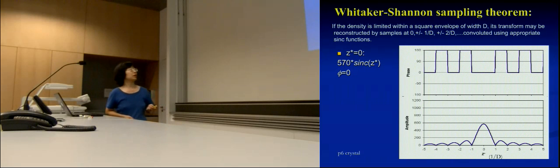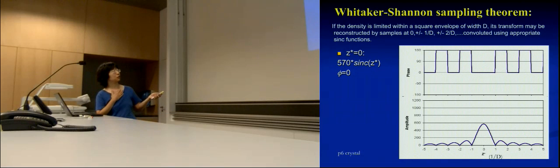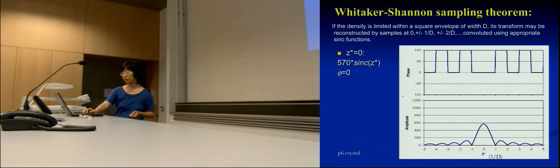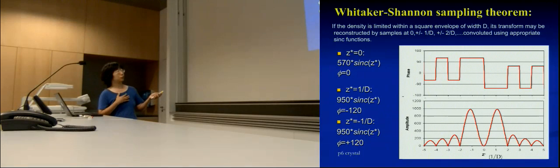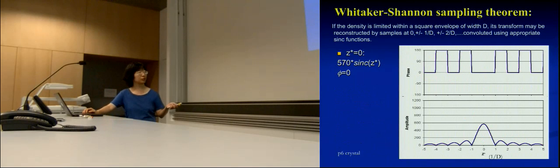What it says is that, let's say I have one of this term, one of the sinc functions centered at the z star of 0. I have an amplitude of 570. I have a phase of 0. So it plots out something like this. Okay. I have another one that is centered at 1 over d, and the minus 1 over d, to be symmetrical, and has amplitude and a phase of some other value. So these two each form a curve like this.